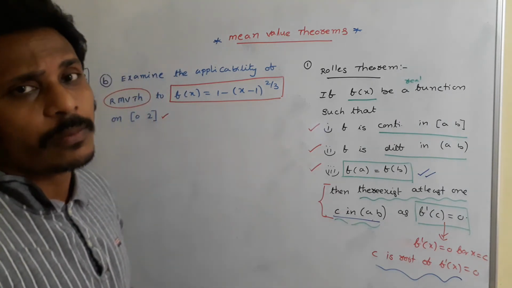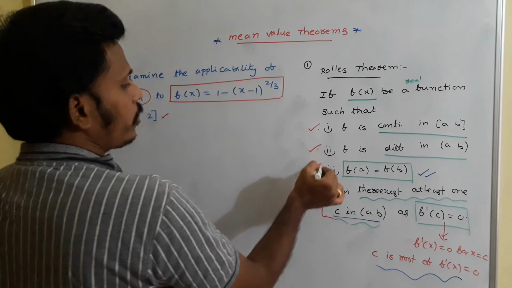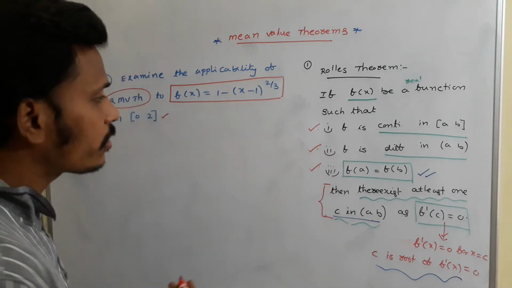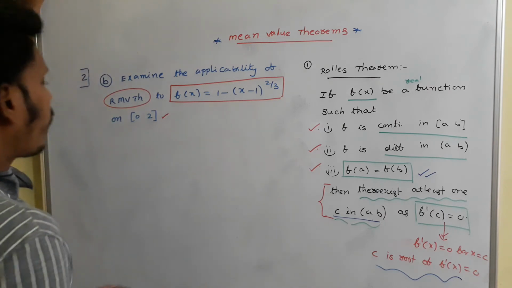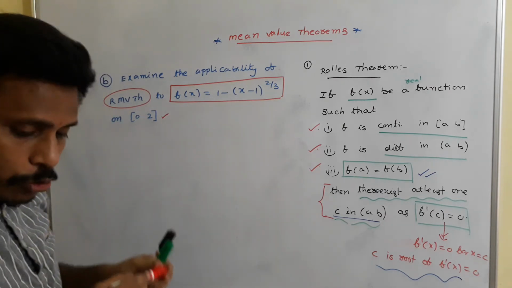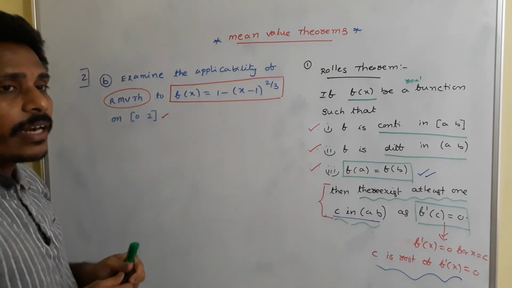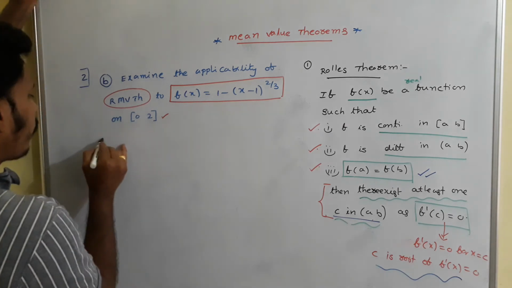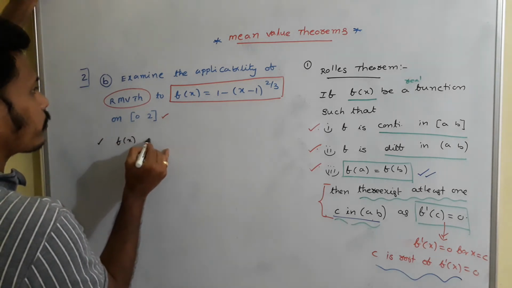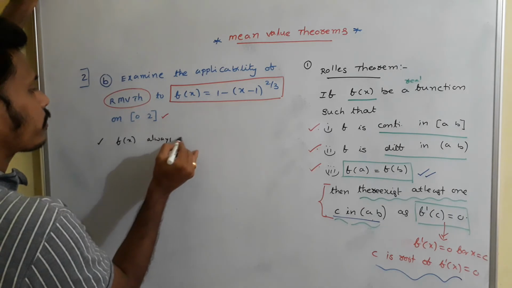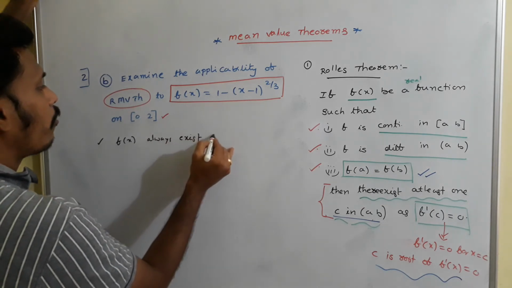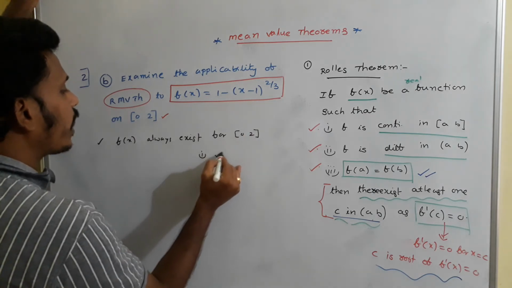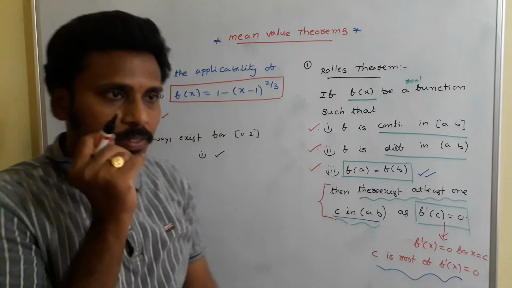To check whether it is applicable or not, we need to check these three conditions. The first condition is continuity, the second condition is differentiability, and the third condition is f of a equal to f of b. For the first condition, f of x always exists for the interval 0, 2. Since it always exists for the interval 0, 2, f is continuous.